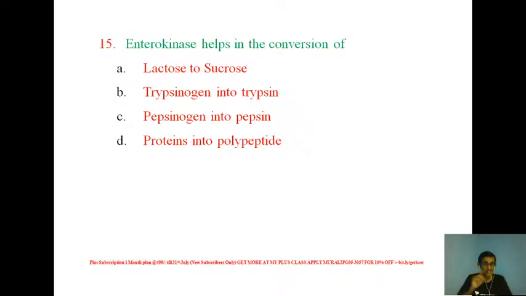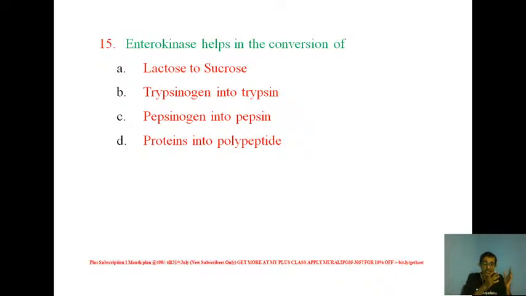So it will activate what? Lactose into sucrose is not an activation, it's a conversion. Activation means an inactive enzyme into active. So trypsinogen and pepsinogen, B and C, in that which one? Enterokinase is present in the intestine. Yes, it is trypsinogen into trypsin, because trypsinogen is there in the intestine. Pepsin is present in the stomach. So the answer is trypsinogen into trypsin.